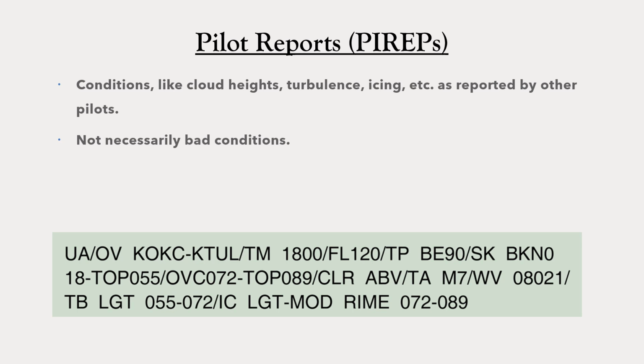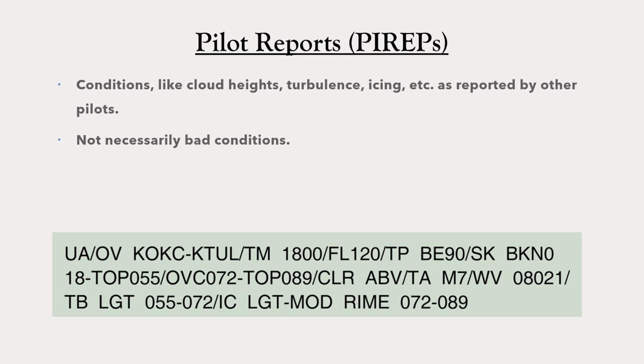These are coded just like the other products, and for decoding these, the first 2 characters are either going to be a UA or a UUA. UUA means it's an urgent pilot report. The next section starts with OV, short for over. That indicates the location that the pilot report is related to. Sometimes it's just a single airport. Sometimes it's a route. Can also be a distance from a navigation aid or something.